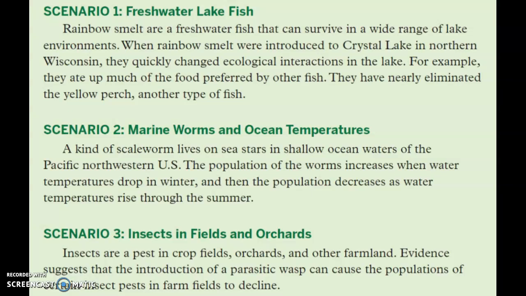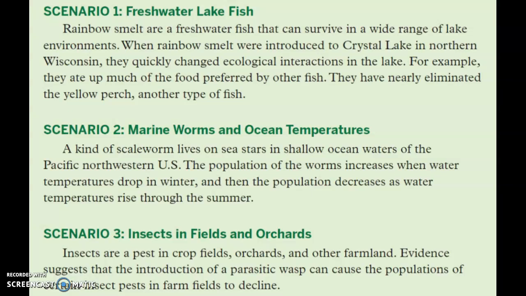Scenario 2, marine worms and ocean temperatures. A kind of scale worm lives on sea stars in shallow ocean waters of the Pacific Northwestern United States. The population of the worms increases when water temperatures drop in winter, and then the population decreases as water temperatures rise through the summer. Same thing, which graph matches up with that, and identify the pattern seen in the graph.